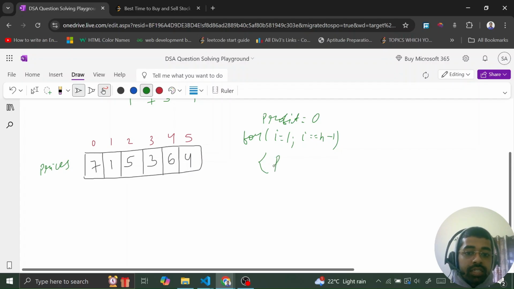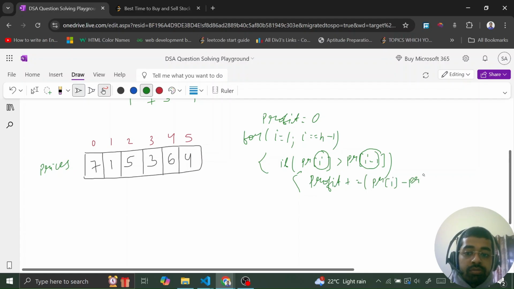Inside this, I'm checking that if prices of i is greater than prices of i minus 1, that is the previous one, it means that i minus 1 is the buying point and i is the selling point, and we are making a profit here, so I will be adding it to the profit. So profit plus equals prices of i minus prices of i minus 1. I hope you are able to understand this, right?